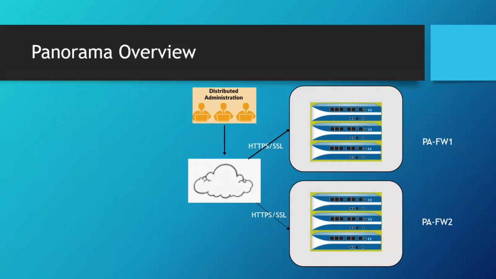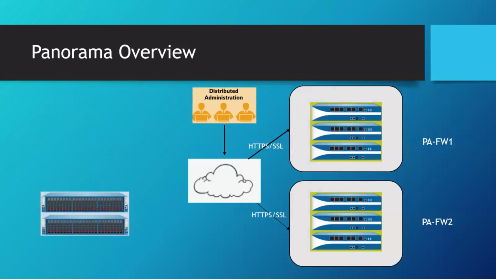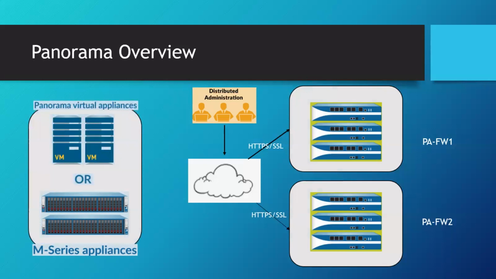Now there is something called Panorama, which we are talking about right now. Using Panorama, you can deploy it either as a hardware appliance, which is going to be an M-series appliance, or as a virtual machine appliance. So Panorama comes in both forms: the hardware appliance as well as the virtual appliance, which you can deploy on ESXi. Now when you have a Panorama, administrators can log into the Panorama and then configure the managed firewalls, again using HTTPS and SSL.